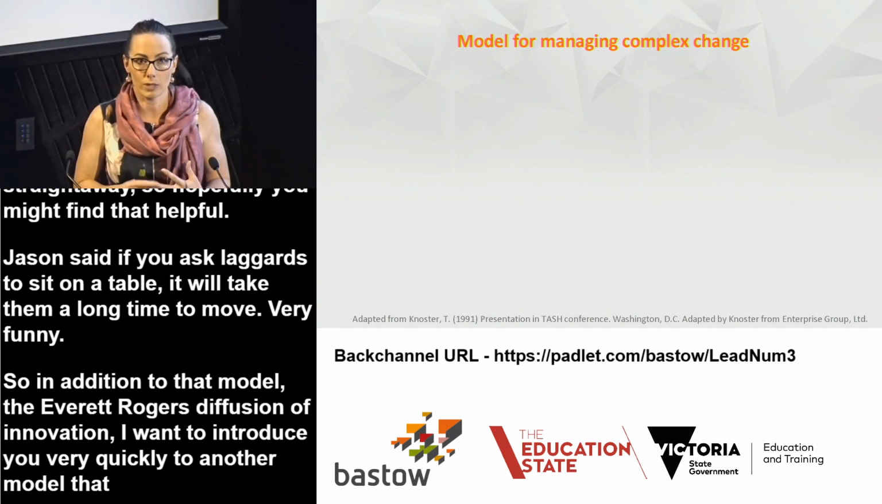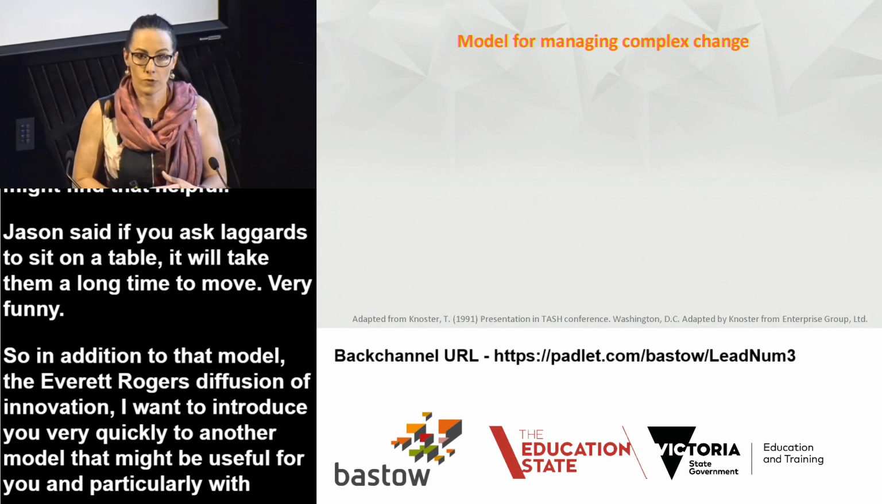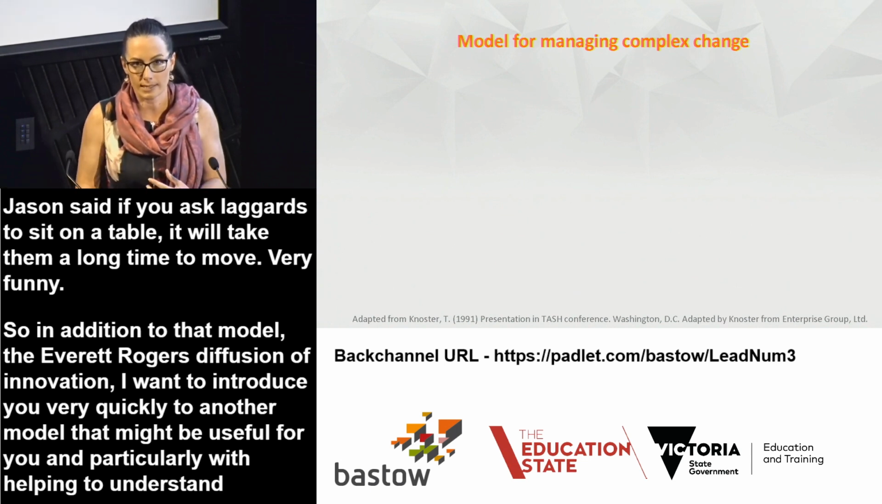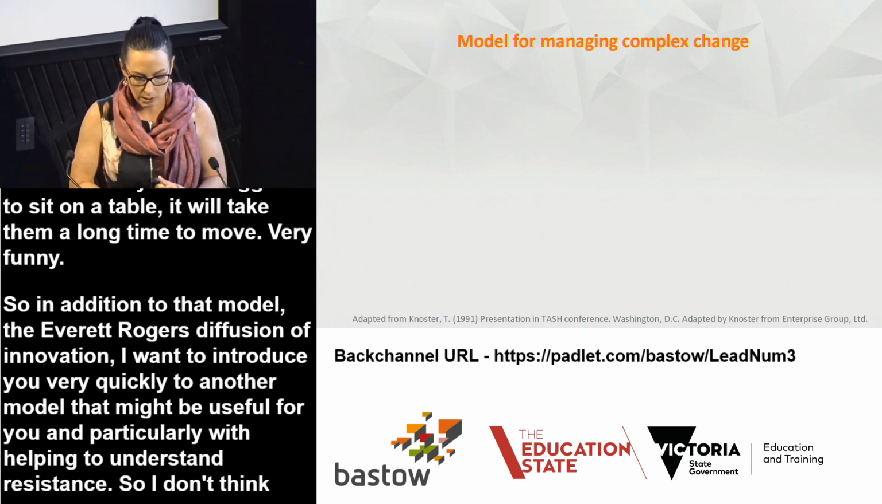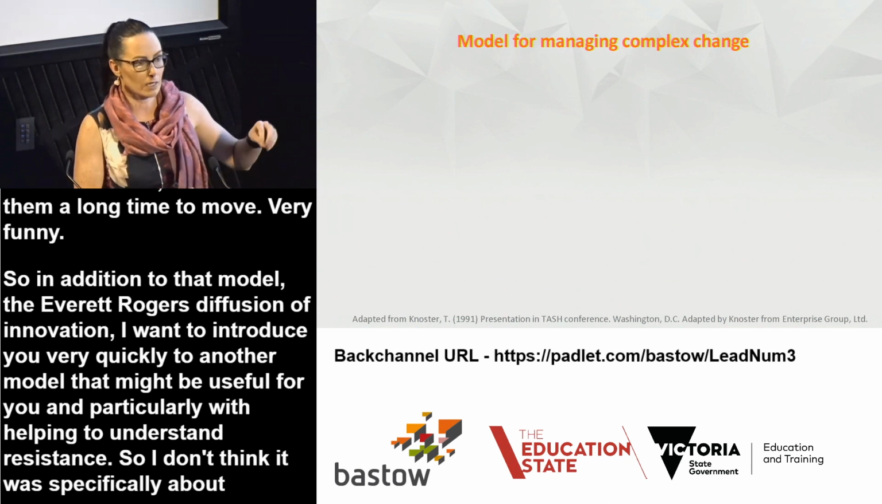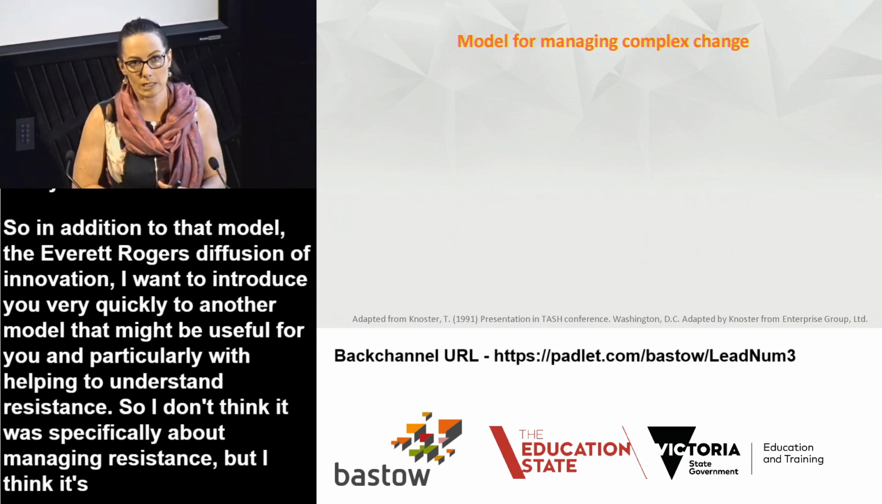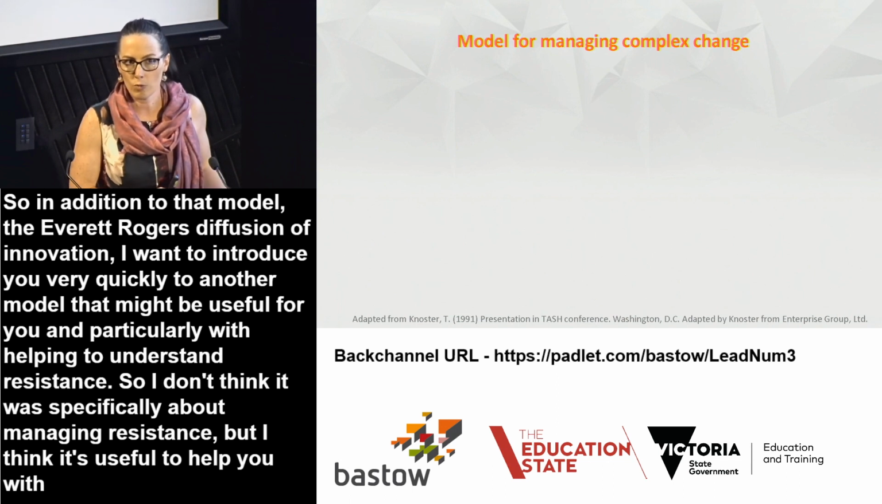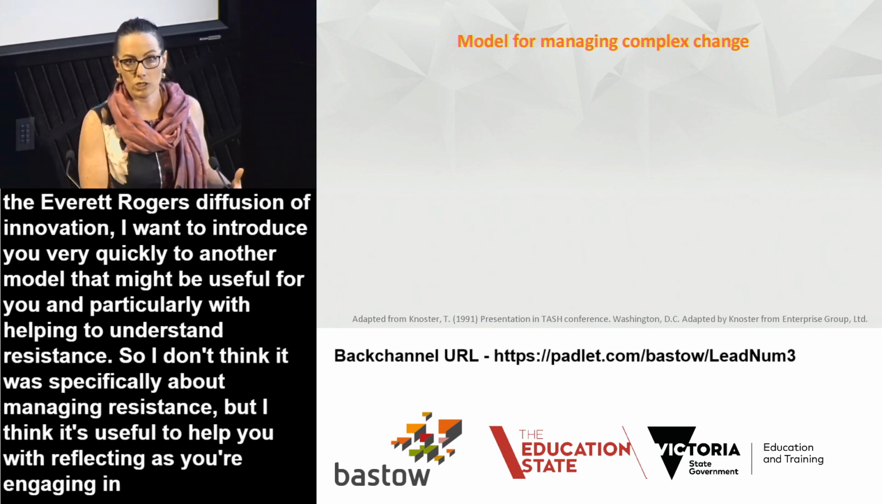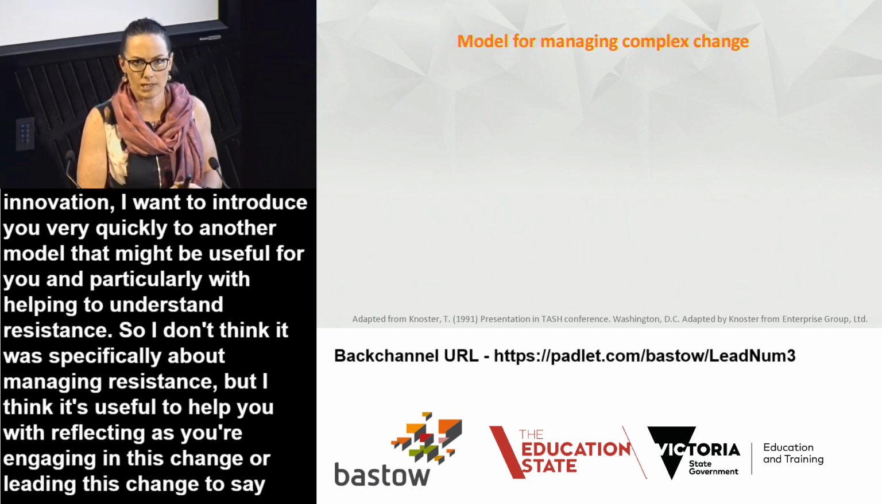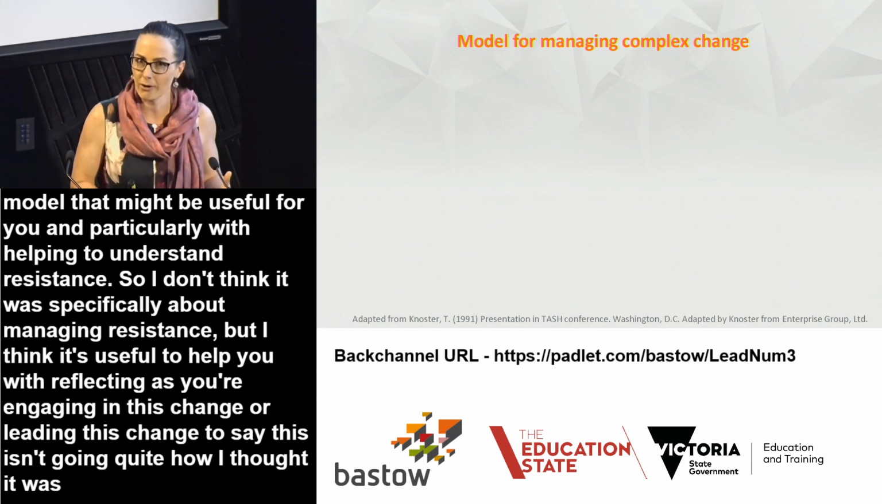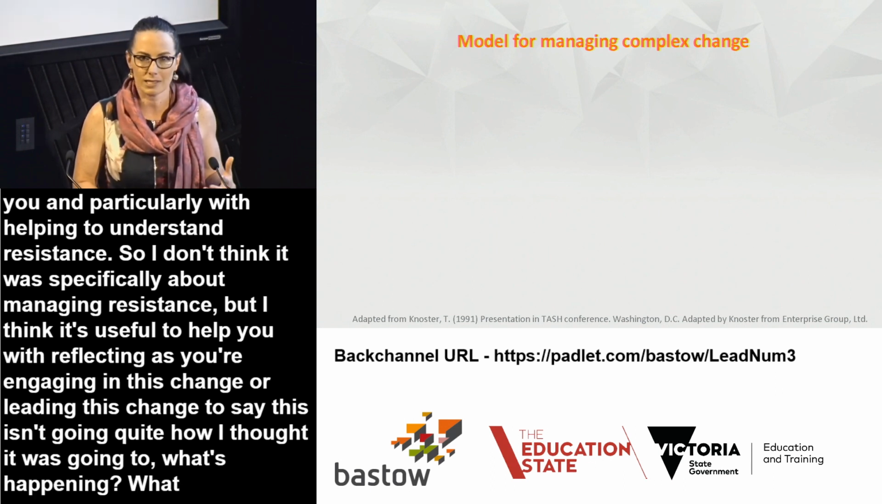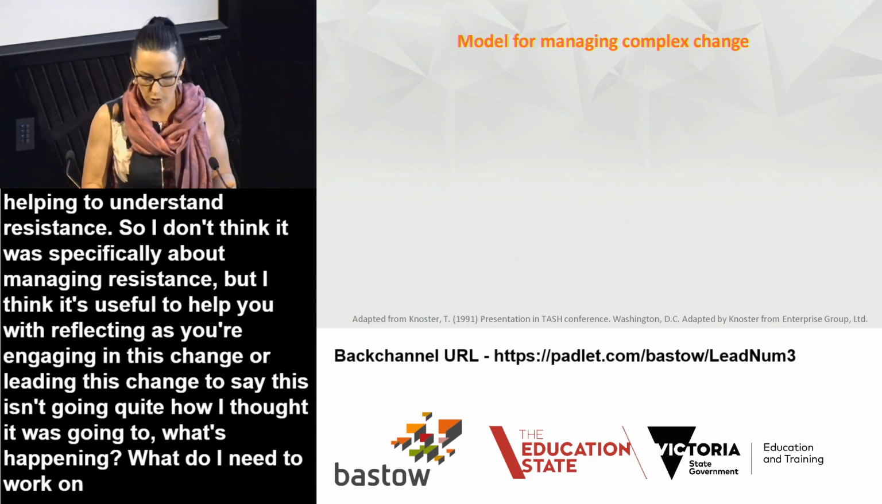Okay, so in addition to that model, the Everett Rogers diffusion of innovation, I want to introduce you very quickly to another model that might be useful for you, and particularly with helping to understand resistance. Even though I don't think it was specifically about managing resistance, I think it's useful to help you with reflecting as you're engaging in this change or leading this change, to say, this isn't going quite how I thought it was going to. What's happening? What do I need to work on?